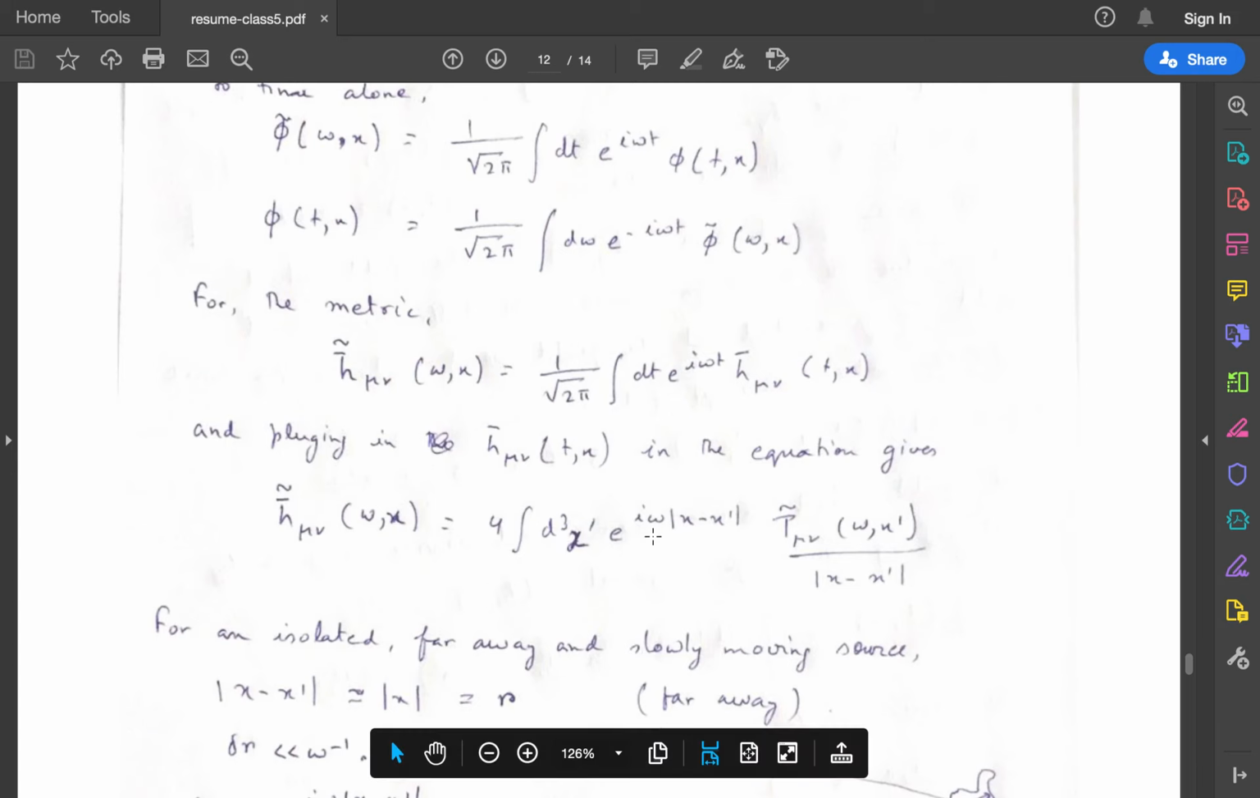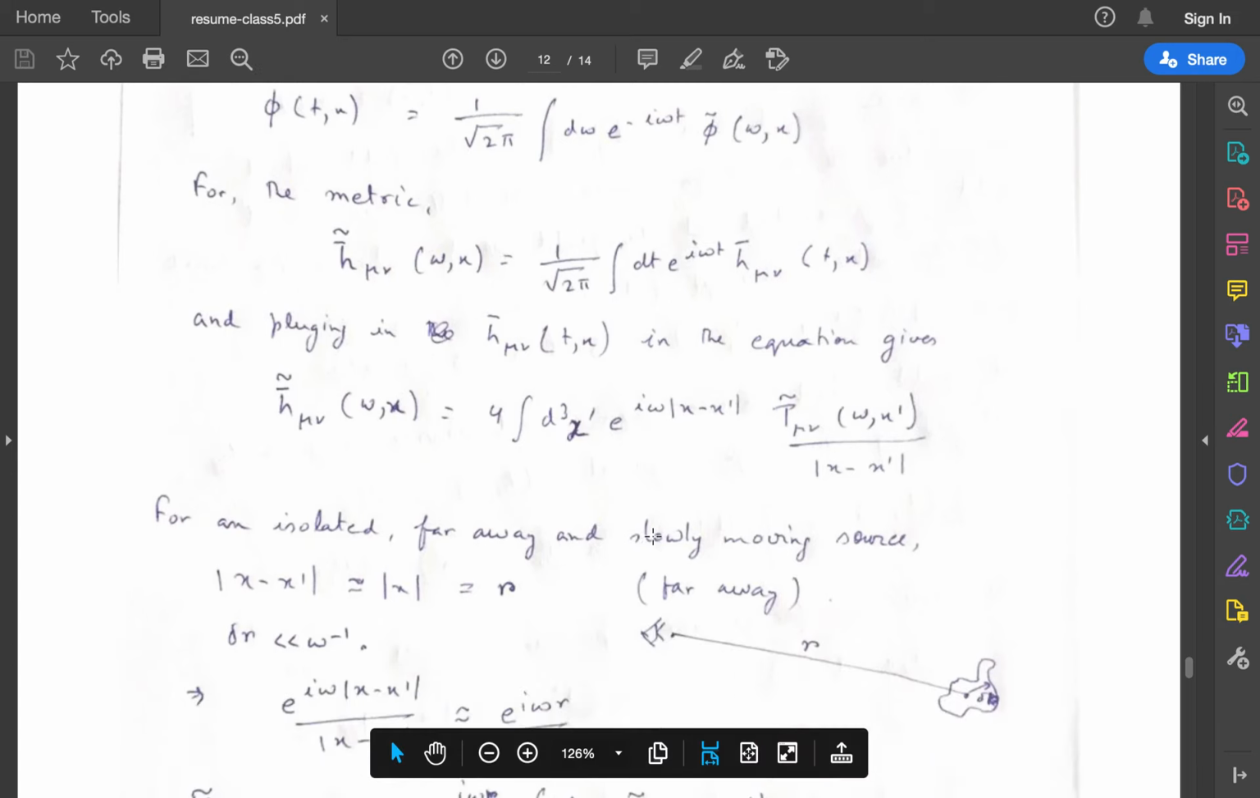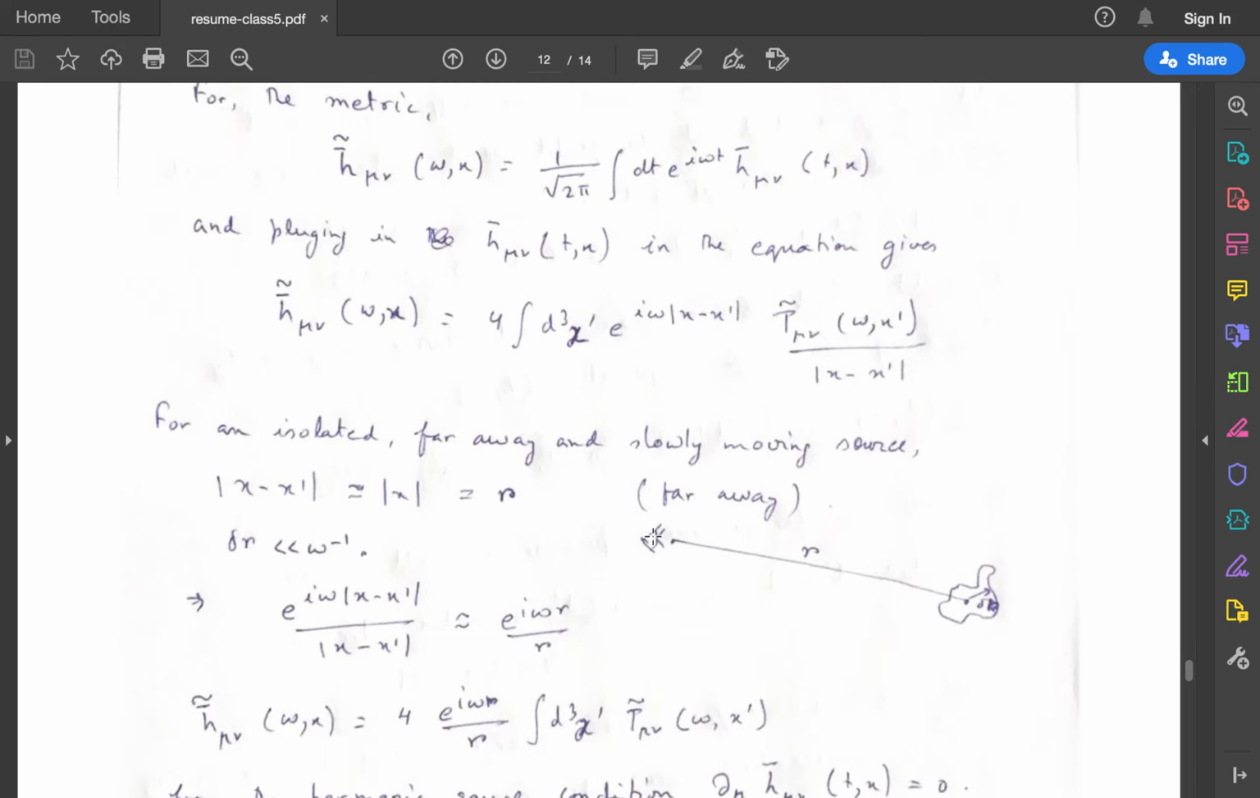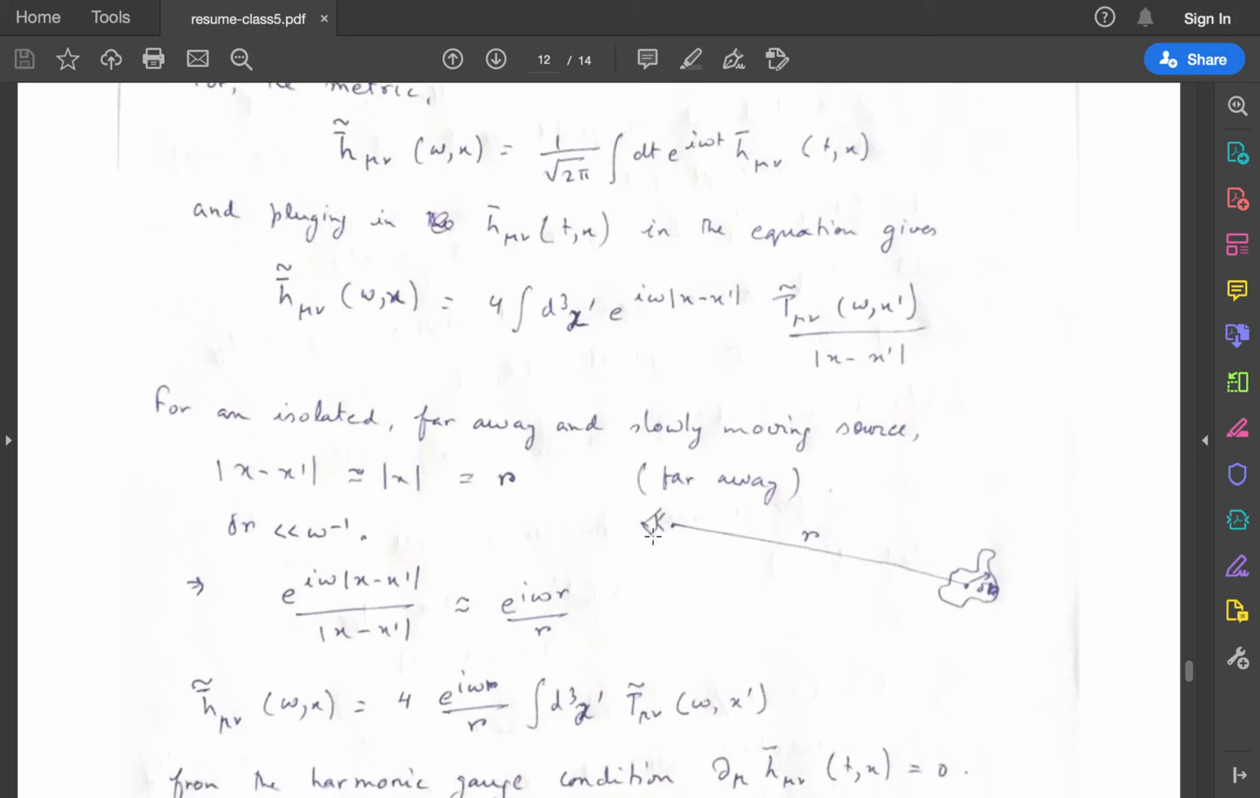Okay, this is the three-dimensional case. We are talking about the spatial dimension. Now let us put in our condition for an isolated source which is very far away and slowly moving. So instead of x minus x prime, where x prime is very small, this is r. x minus x prime is nothing but this radial r.